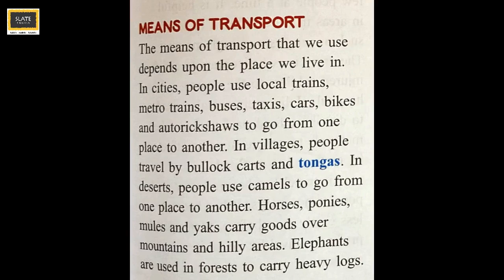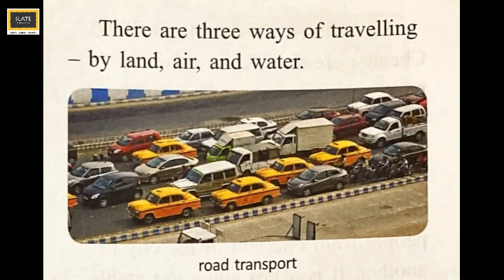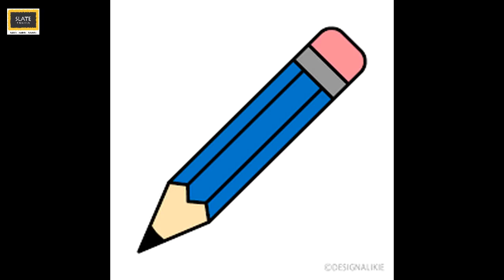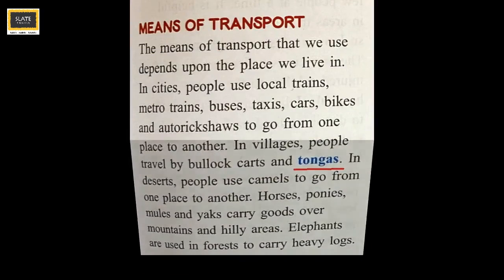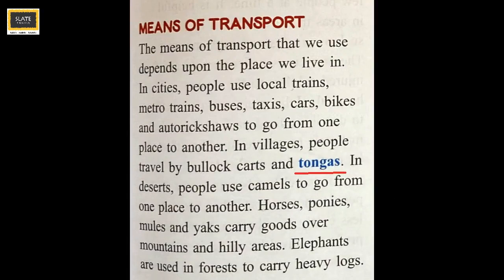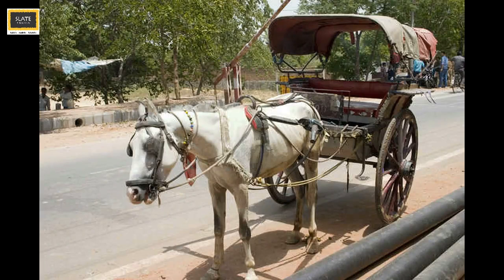In deserts, people use camels to go from one place to another. Horses, ponies, mules and yaks carry goods over mountains and hilly areas. Elephants are used to carry heavy logs. There are three ways of traveling: by land, air and water. Slaters, underline the word tongas. T-O-N-G-A-S. Tongas are two-wheeled horse-driven vehicles.